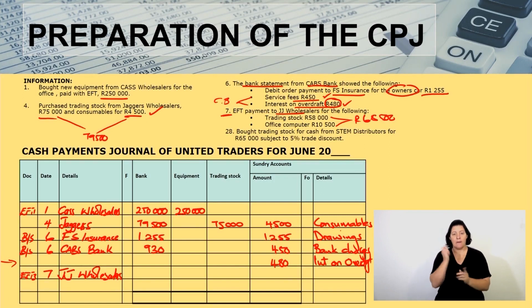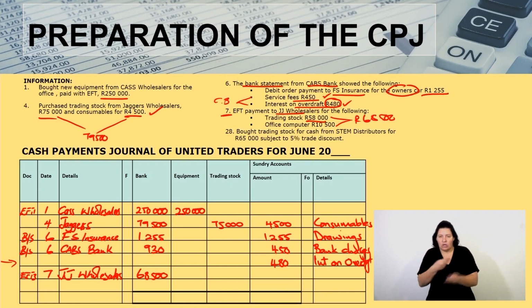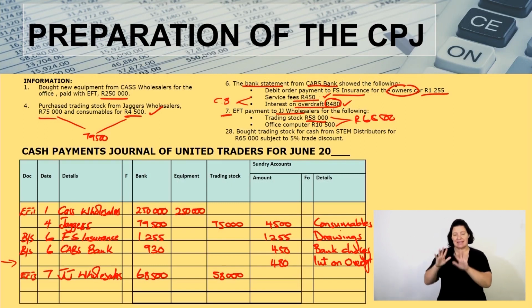And then the total that we paid, remember, 68,500. But of the 68,500, 58,000 is for trading stock. That means I'm coming to my trading stock and I'm going to say 58,000. And then 10,500 is for the office computer. That means I come here and I have my 10,500.